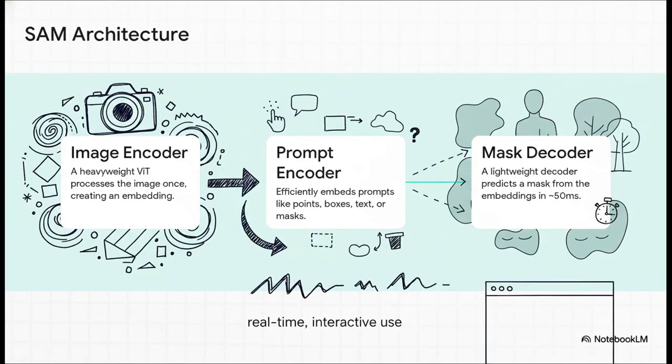So here's the secret sauce for its speed. The whole architecture is designed for maximum efficiency. You have this big, heavyweight vision transformer that does the hard work of processing the image. But, and this is the key, it only does it once. It creates this embedding.